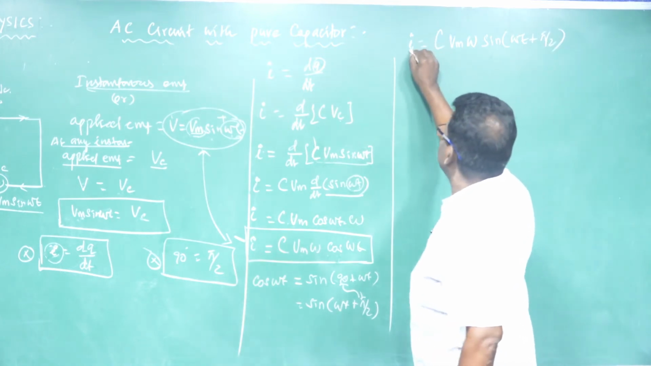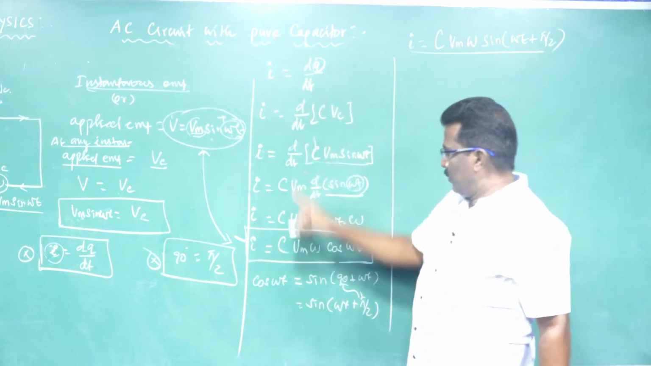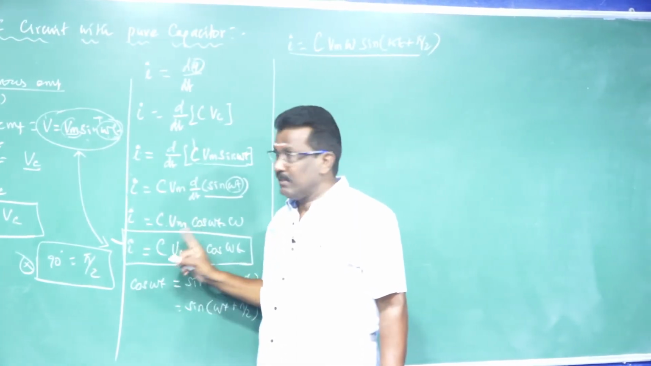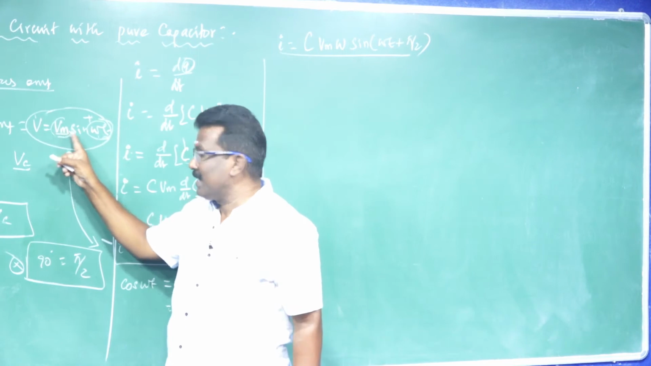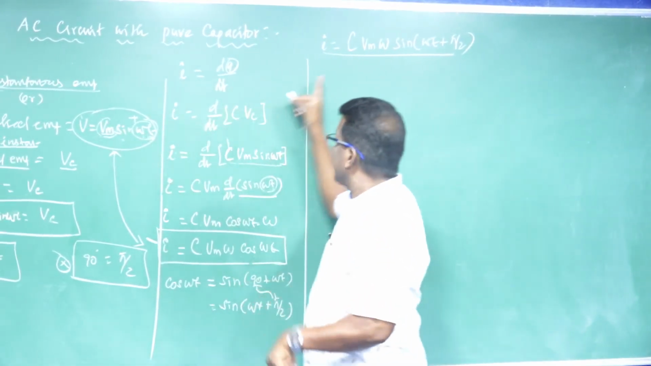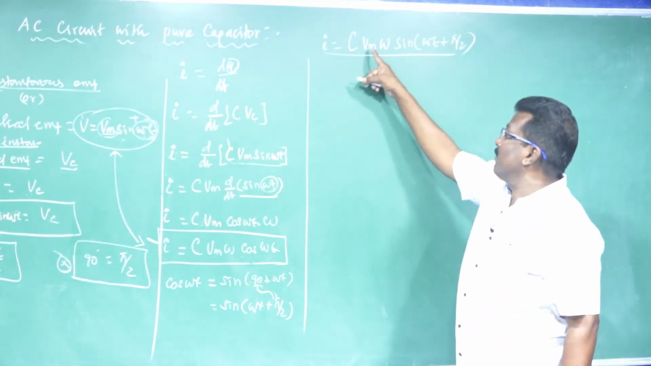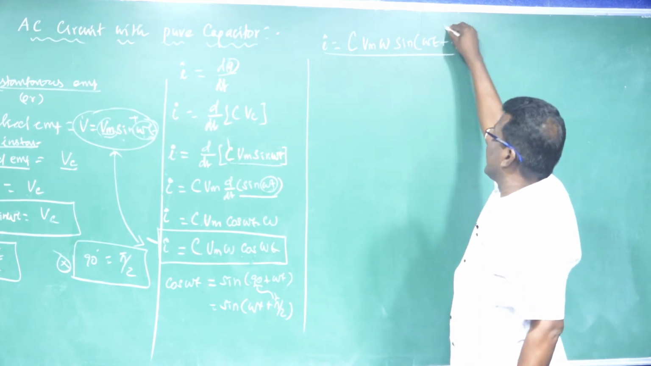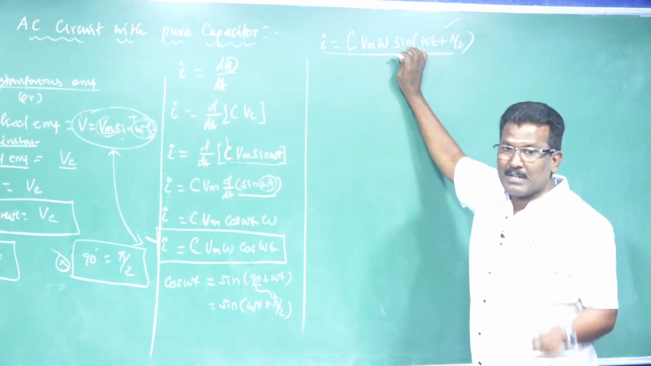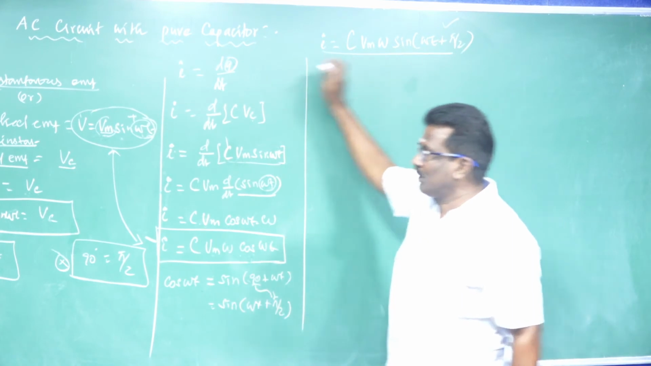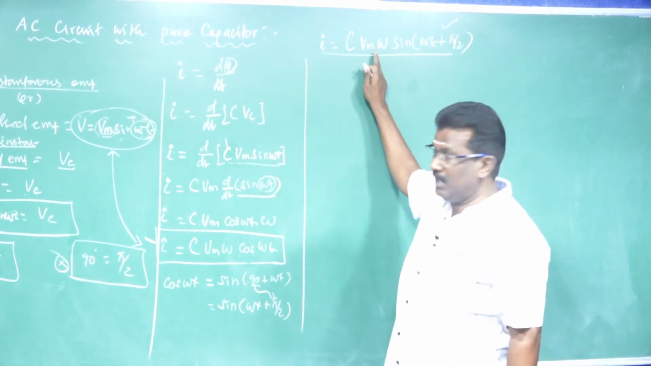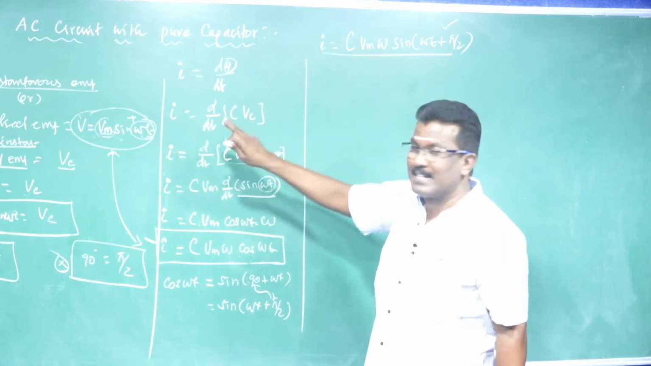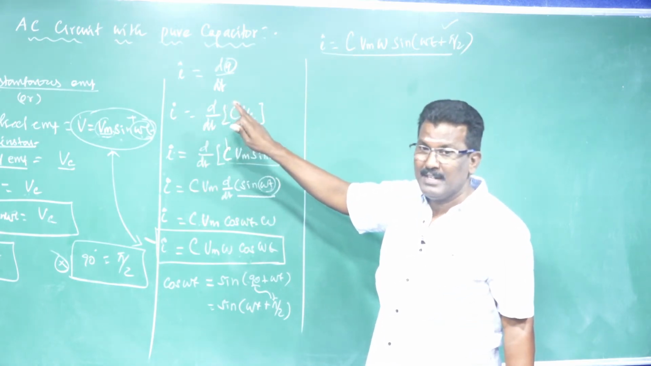See the function. Now the cos function is converted into a sin function. The applied EMF, the instantaneous EMF, V is equal to Vm sin omega t. Here the function I is equal to C Vm omega sin omega t plus pi by 2. We changed from the cos function to the sin function, so both the applied EMF and the instantaneous current are in sin function.